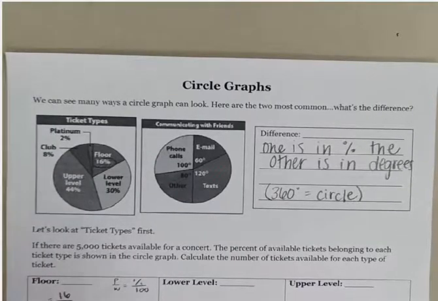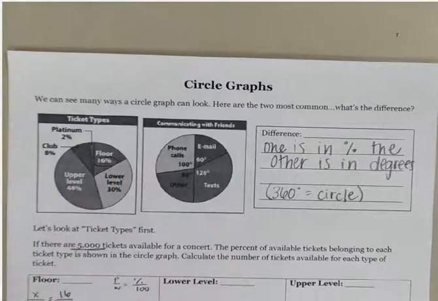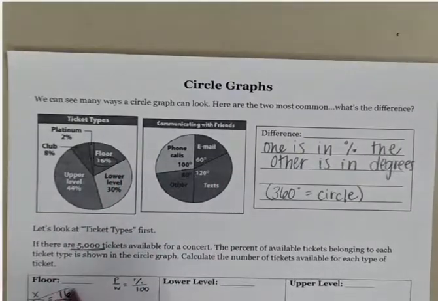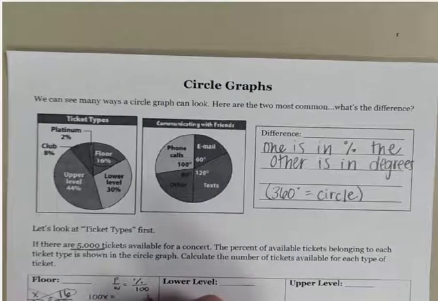What's your total? What's your whole? How many tickets were sold in all? Overall. Good, 5,000. So 5,000 goes in your whole, and I want to know how many of those tickets were floor tickets. Alright, cross multiply, 100x is equal to 16 times 5,000.